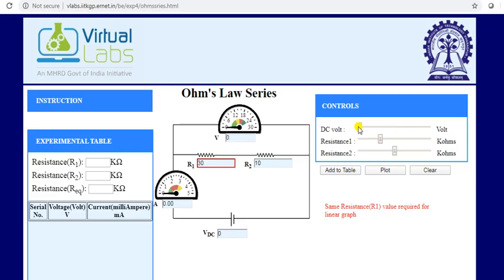Initially set the value of DC volt equal to 0. So the current across the ammeter is 0 milliampere. Just add this value to the experimental table.